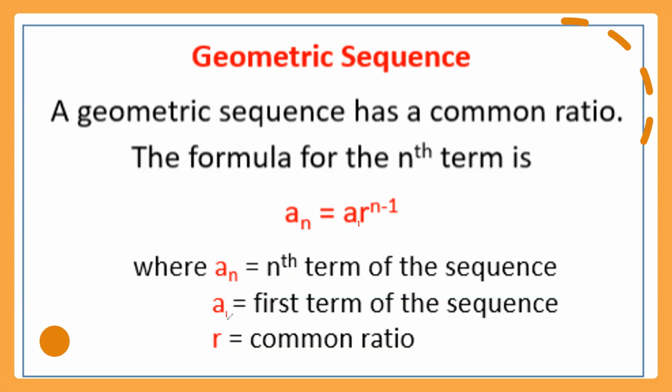Where a sub n is still our last term, a sub 1 is still our first term, and n is still the number of terms. What changed is the r. We no longer have d; now it is r, the common ratio. So how do we use it? Let's have an example.